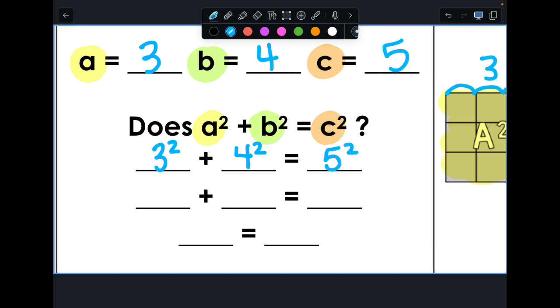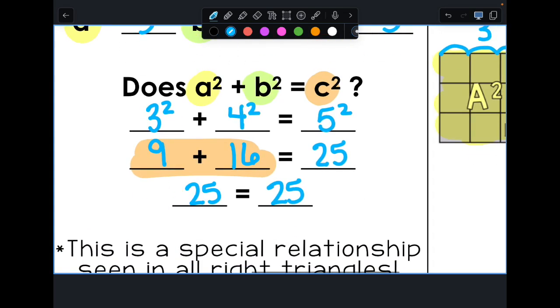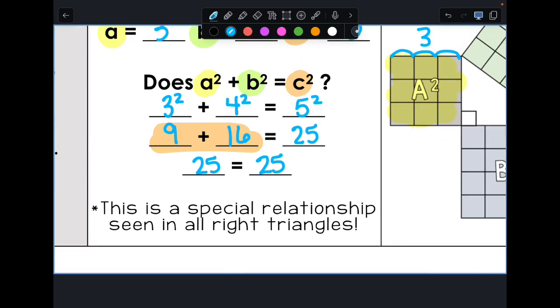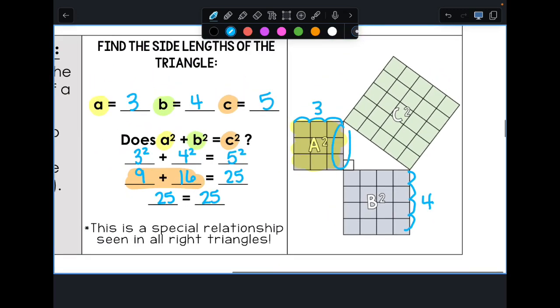Okay. Now, when we square these numbers, what is 3 squared? 3 times 2 or 3 times 3? 3 times 3. You're multiplying it times itself. What is 3 times 3? What is 4 times 4? And 5 times 5? Okay. Now, when you add 9 plus 16, what do you get? 25. And 25 is equal to 25. This is a special relationship that you see in all right triangles. This side squared plus this side squared will always equal the longest side squared. A squared plus B squared equals C squared. Okay?